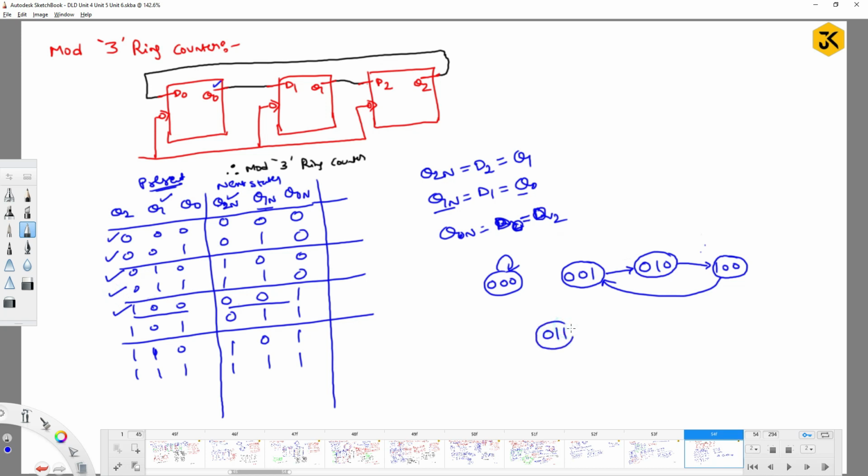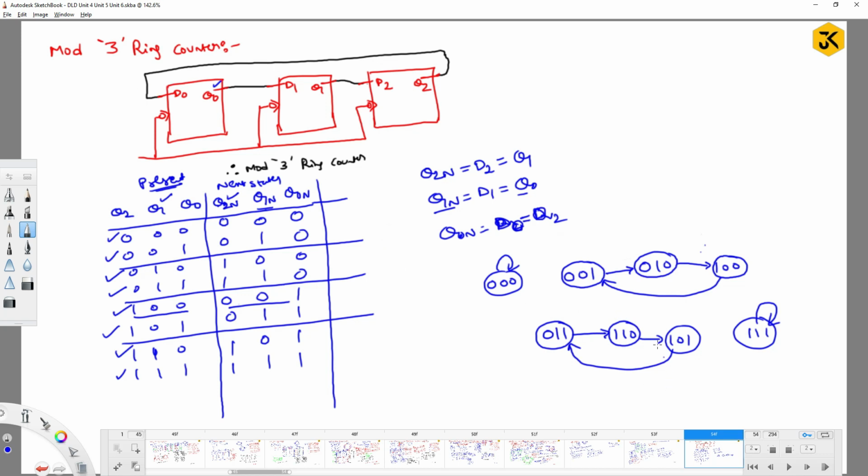No. If I have 011, it will move to 110. If I have 110, it will move to 101. If I have 101, it will move to 011, right? Yes. And what about this one, triple one? If I have 111, it will move again to 111 only. This is the corresponding state diagram we get for this mod 3 ring counter.